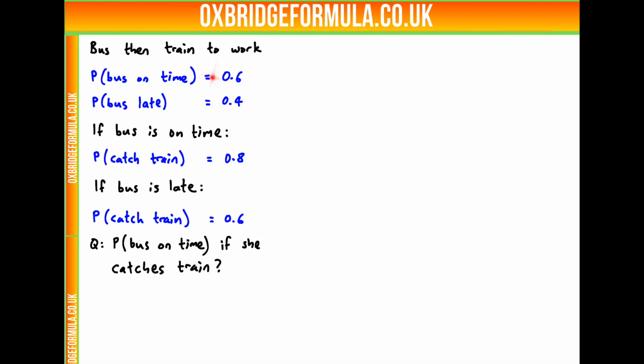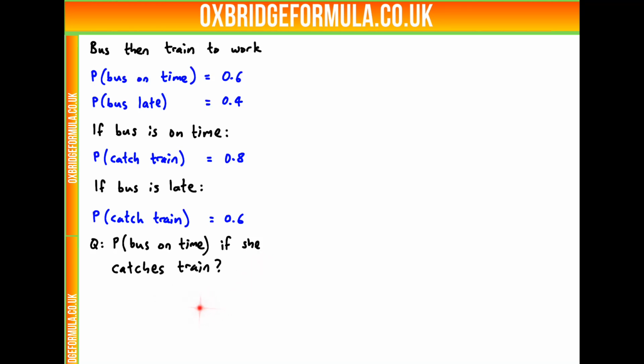Now the probability that the bus is on time is 0.6 and the probability that the bus is late is 0.4. And we're told that if the bus is on time, then the probability that she catches the train is 0.8, but if the bus is late, the probability that she catches the train is 0.6. Therefore, we're asked, given that she caught the train, what is the probability that the bus was on time?